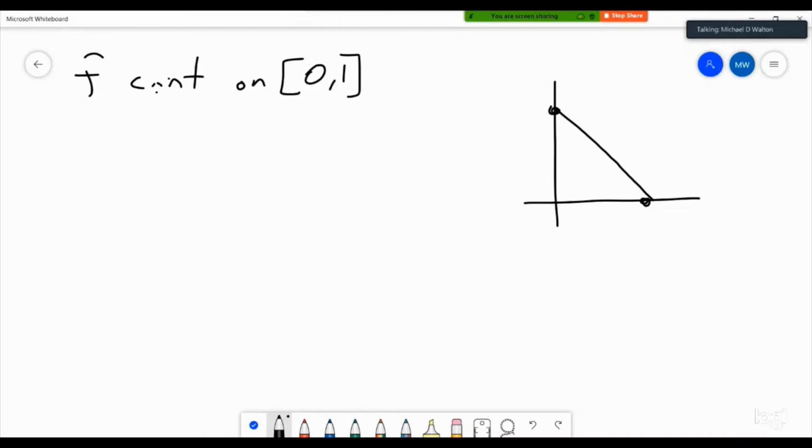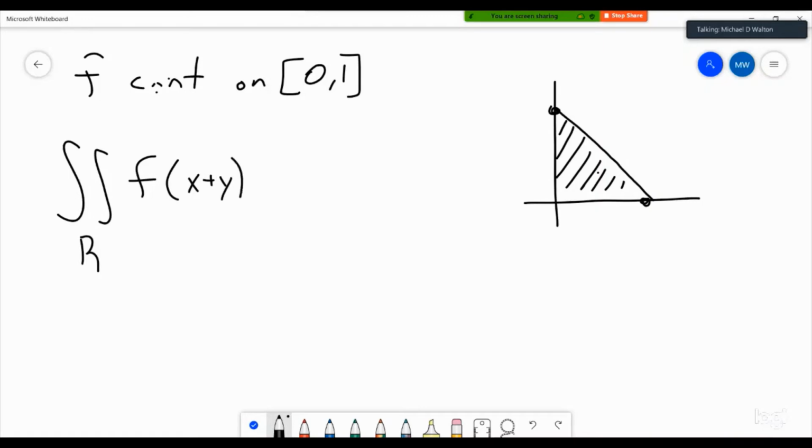Yeah, so let's see. So we got the double integral over the region. So that's this region here of f of x plus y dA. And we want to figure out what that is going to be equal to. Okay. Yeah, we can do this.